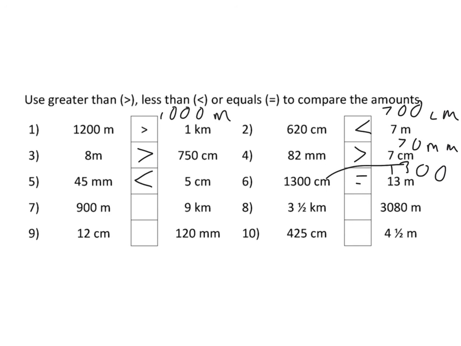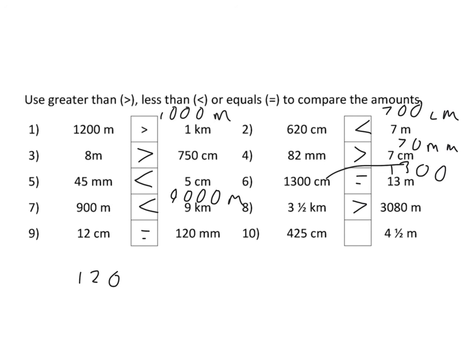900 metres and 9 kilometres. Well, 9 kilometres is 9,000 metres. So 900 metres is much less than 9 kilometres. Okay, 3.5 kilometres. So 3.5 kilometres is 3,500 metres, and that is greater than 3,080 metres. 12 centimetres then. So 1 centimetre is 10 mils. So multiply that by 10, becomes 120, and those two are the same.